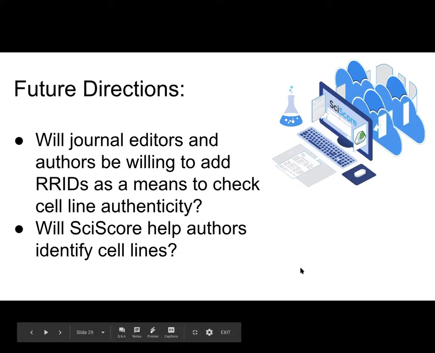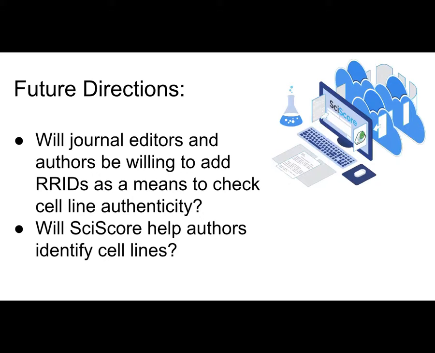So where are we going to go from here? We have asked the question, will journal editors and authors be willing to go the extra mile to actually do this checking and adding of RRIDs for cell line authenticity? We believe that we certainly have a compelling reason for them to do so, because it is an easy way to check the ICLAC list as opposed to downloading it from the ICLAC website. So we think that it will drive adoption, but we will certainly be looking for that in the next couple of years.